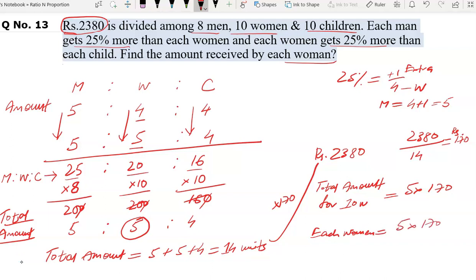5 into 170 divided by 10. So 15 into 17 will give us rupees 85. And this is our answer.